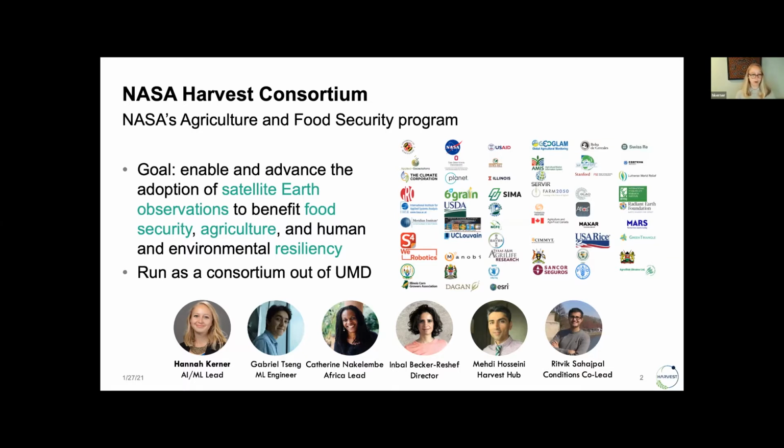And unlike other NASA programs, Harvest is run as a consortium out of UMD. So we have a hub of researchers at UMD that do research, but we also have many partners outside of UMD at private companies, government agencies, other universities, all kinds of entities that are also working to achieve these goals together. And I just want to highlight here at the bottom some of the people that are part of the Harvest Hub at UMD who have contributed to the work that I'm going to be sharing today.